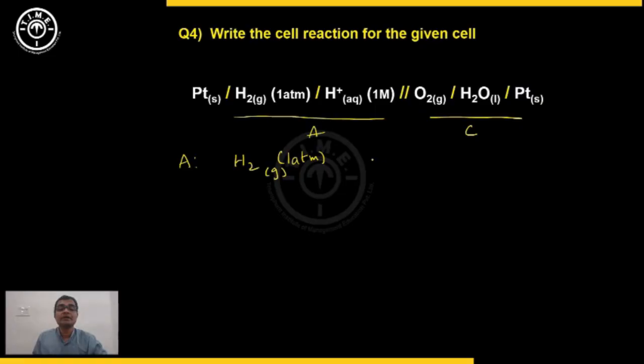Now what is happening here? By losing electrons, it is oxidized to H plus ion. By losing of electron, it is oxidized to H plus ion. Later on we balance that one. Okay, next, the cathode reaction you see. Here this reaction takes place in presence of acidic medium. So O2 is in gaseous state.